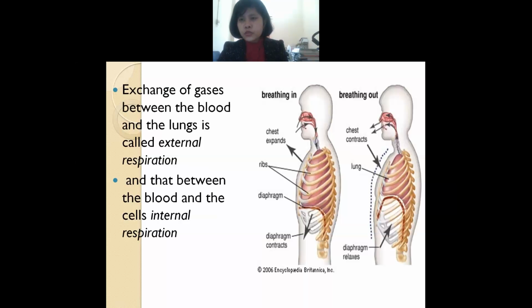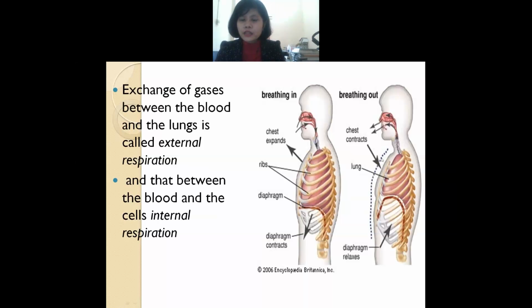So in this external respiration, that is breathing out, what will you find? You will find that there is exchange of gas between your blood and your lungs. Understand? Between your lungs and your blood, you will find that there is exchange of gas.